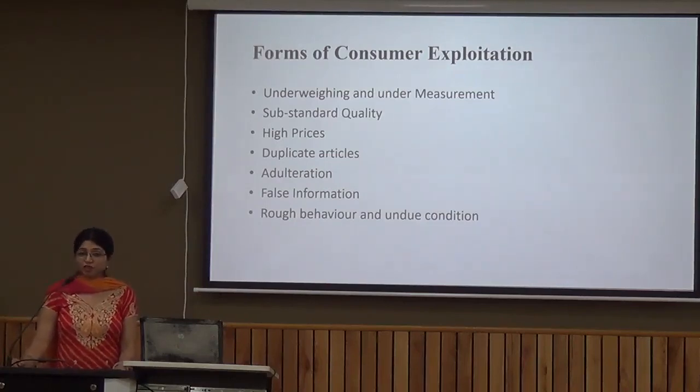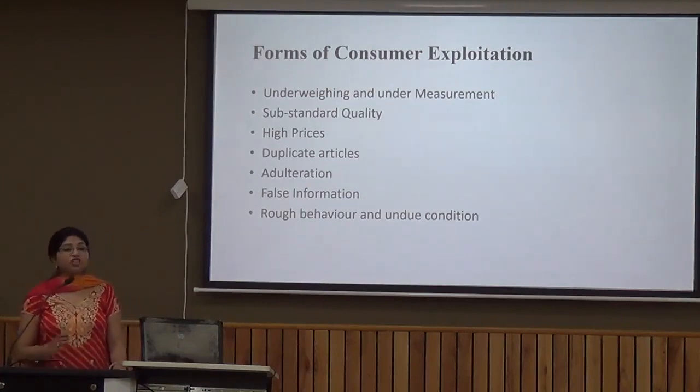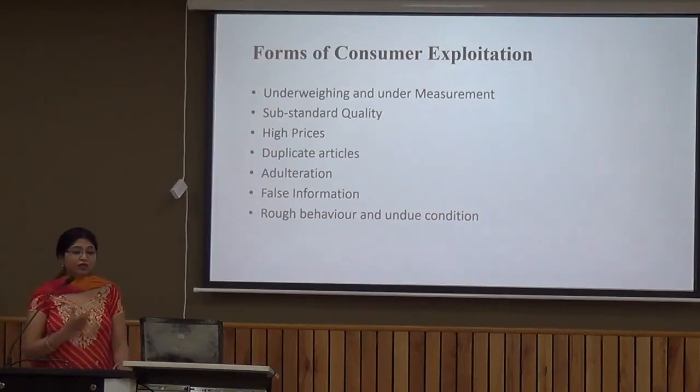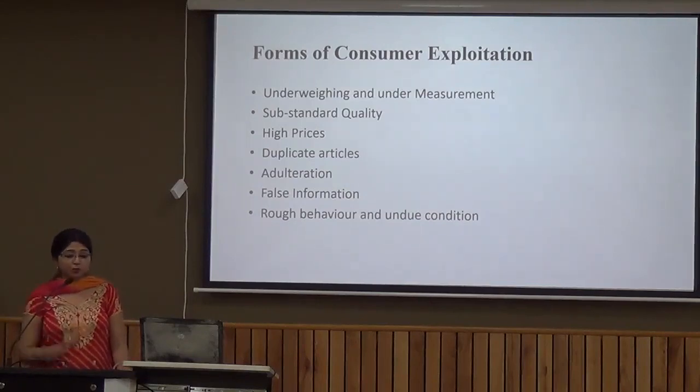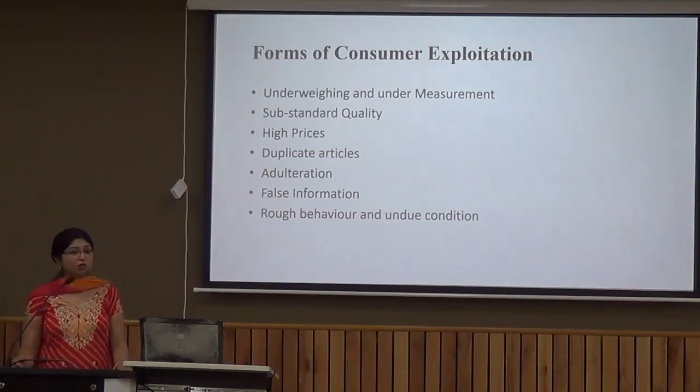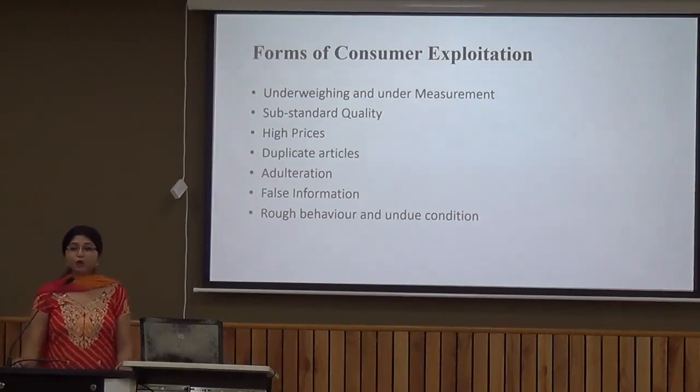Then false information. Most of the time in the market we are given false information. False information is given to us by different methods, through electronic media, print media, TV channels, or advertisements. They show us that this product is useful in this way and that way, but actually that product does not have all those qualities which we were informed of. False information is also a kind of exploitation of the consumer. Rough behavior and undue condition.